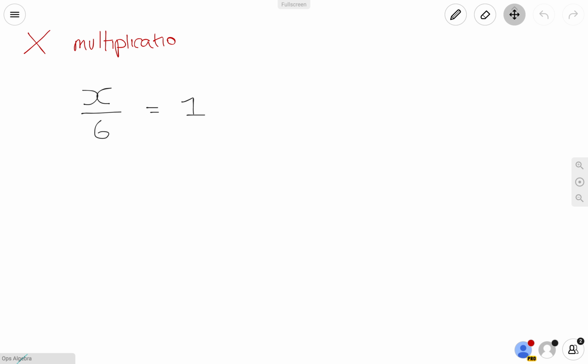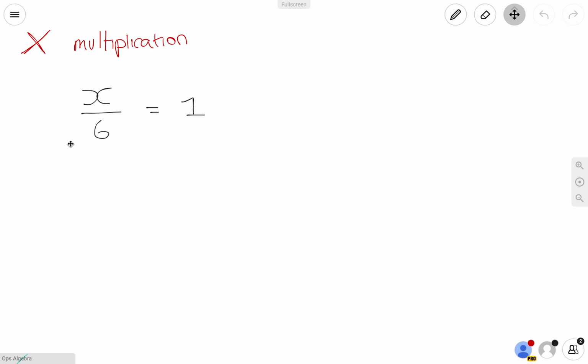We can multiply both sides of an equation by a number. Now we've got x. Don't get confused between this x, which is times, and this x, which is the one we want to find. They're very different. So I've got x divided by 6 equals 1, and I want to get rid of this 6 because I want x on my own.